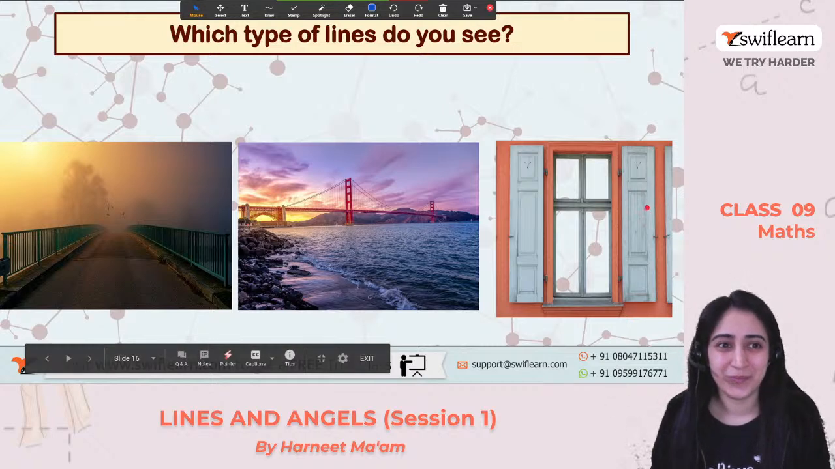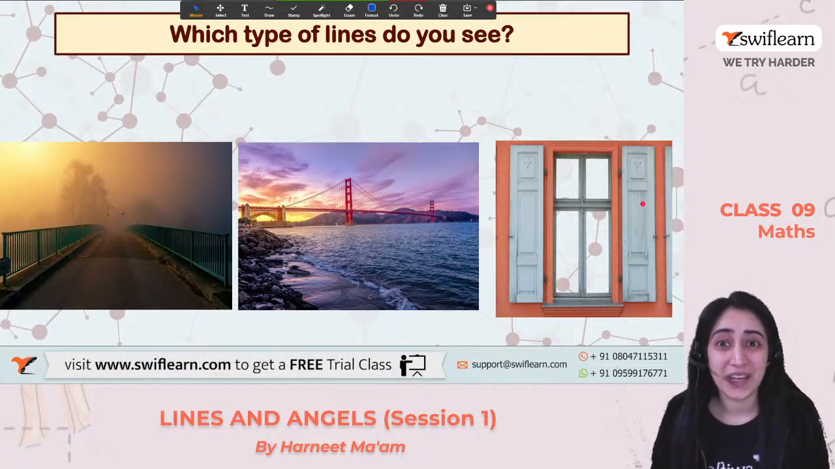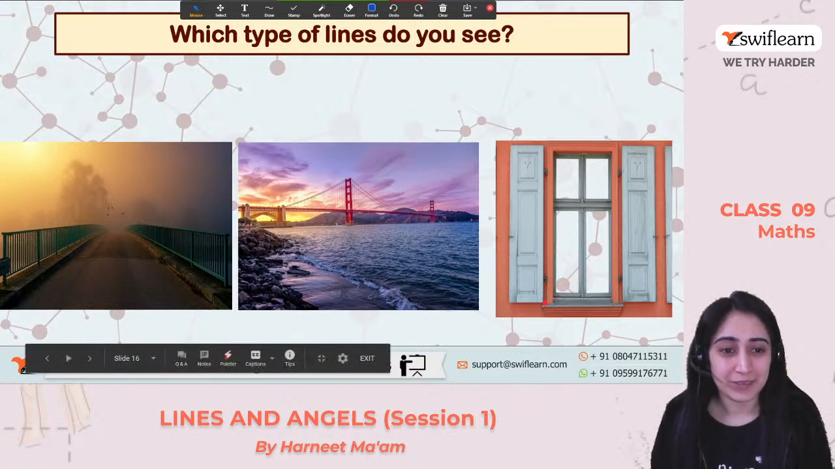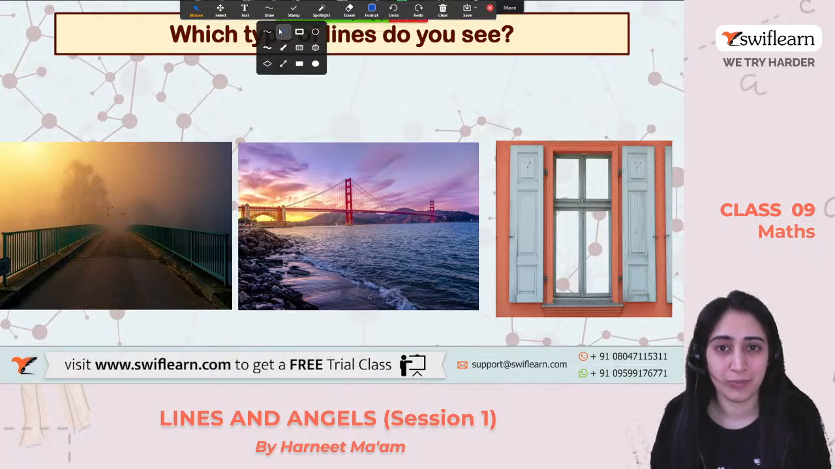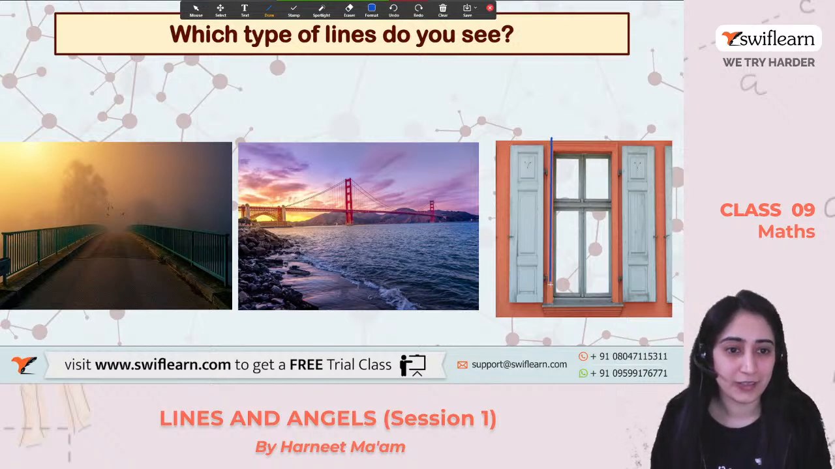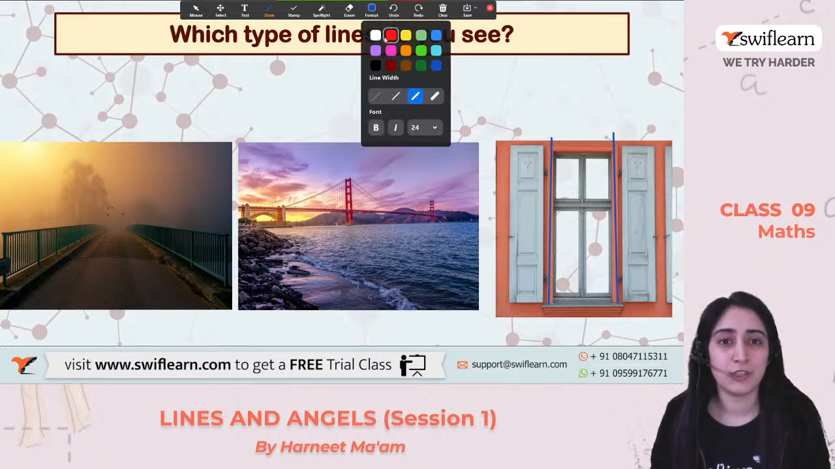Yeah, there are so many lines, right? Okay, so let's see which lines we are talking about. This line and this line are parallel to each other. Let's draw some parallel lines first, okay? So this line and this line are parallel. Very good. Now moving to perpendicular lines.